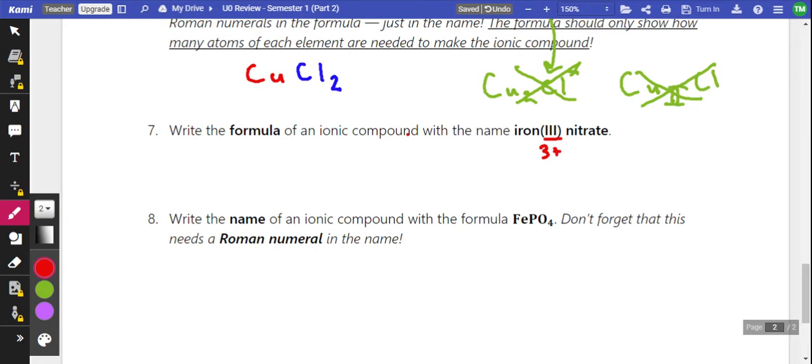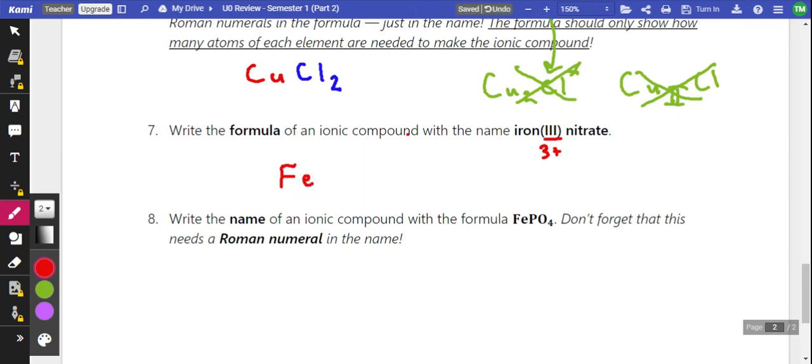So iron's going to come first in our formula, just like it would come first in the name. Let's see if this works. If not, I'll just have to switch to my mouse. Hey, there we go. Okay, so Fe for iron is coming first.